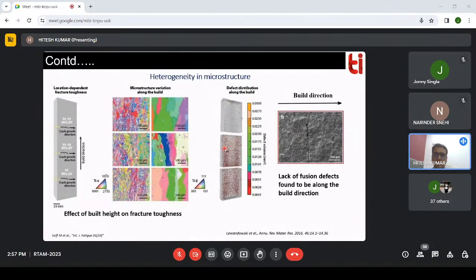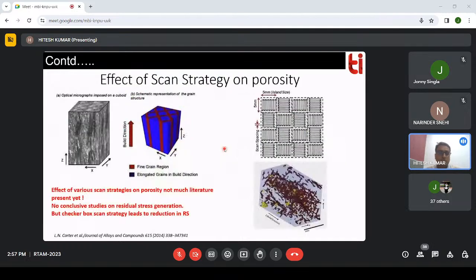So these are the heterogeneities which we most of the time face in additive manufactured material. So how are these going to change, or what are the various problems we face? One is the scans, how the scan rate is going to change the porosity of your material. In this, they basically try to simulate that problem with the help of different software.